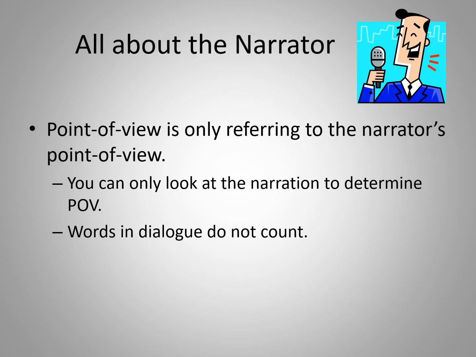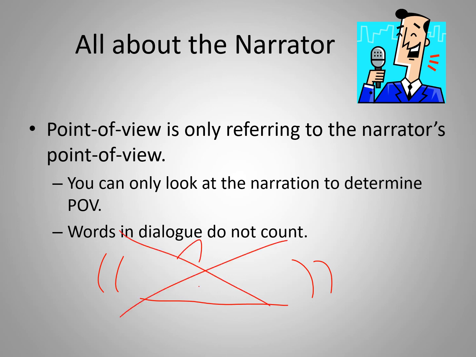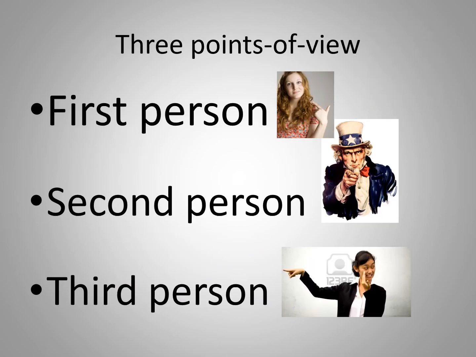So the narrator. Remember that the narrator is the person who tells the point of view and is going to be in the story telling what's happening in the story itself. You can only look at the narration to determine the point of view. The words that are in dialogue do not count. So what does that mean? It's anything that is inside those set of quotation marks. You remember, these are what quotation marks look like. And anything that's inside of them is what the characters are saying. So can we use that to determine point of view? No, we can only use what is inside the story itself.